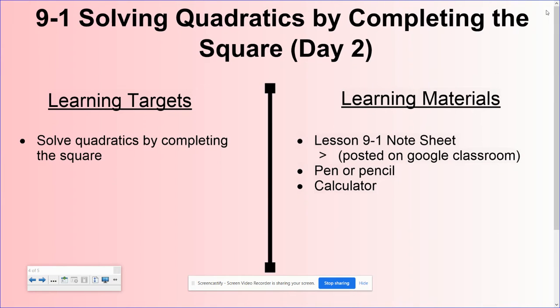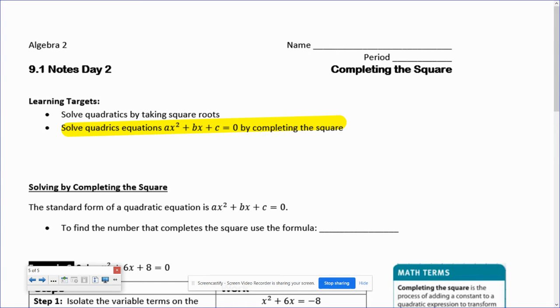All right, so today we're going to finish up lesson 9-1, where we're going to talk about solving by the completing the square method. So you're going to learn another way to do quadratics by using this completing the square. We're going to use the same note sheet as yesterday that I posted in Google Classroom. Let's go ahead and get started.